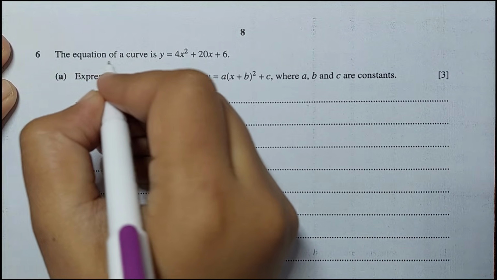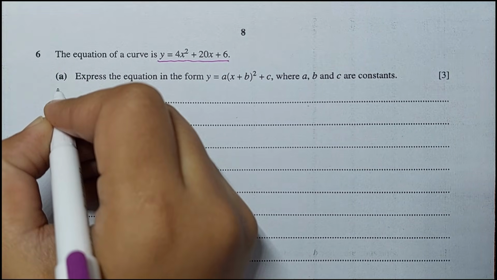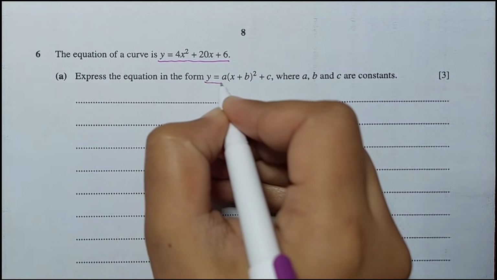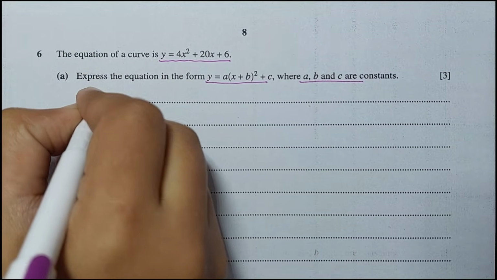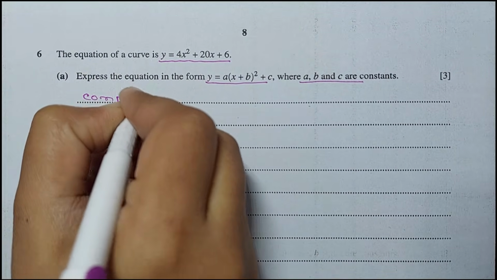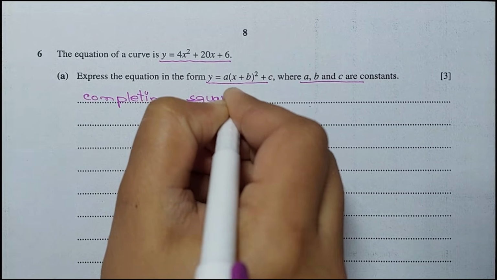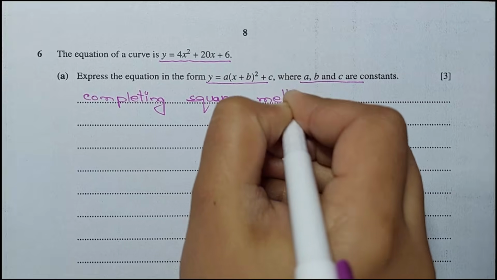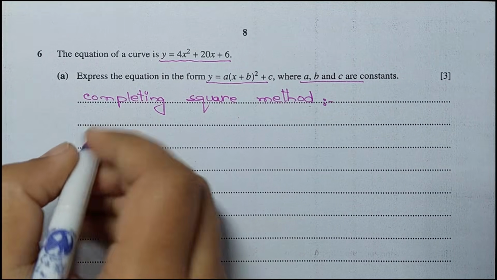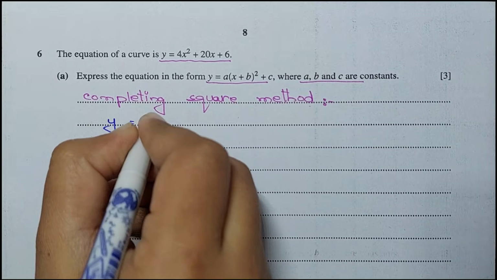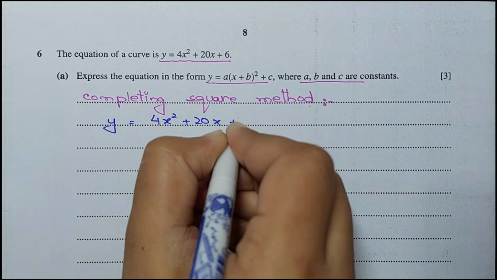Question number 6, the equation of a curve is y equals, this is the equation of the curve, part A. Express the equation in the vertex form where a, b and c are constants, right? So here we have to apply the completing square method. So by completing square method, we have the function y equals 4x square plus 20x plus 6.